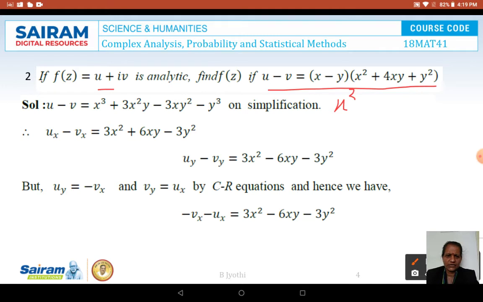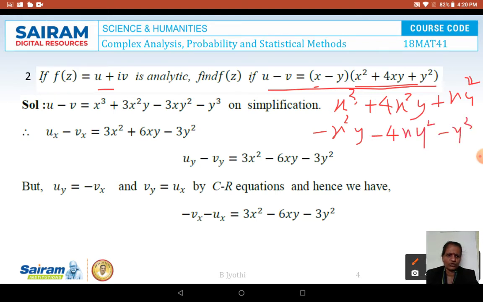X into x square is x cube plus 4x square y plus xy square. That is on multiplying x with these three terms. Next, minus y is multiplied with these three terms of x square, 4xy and y square. So we get minus x square y minus 4xy square minus y cube. So x cube and y cube are single terms, written as it is, x cube minus y cube.